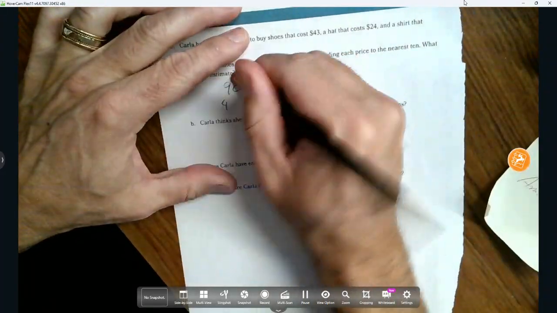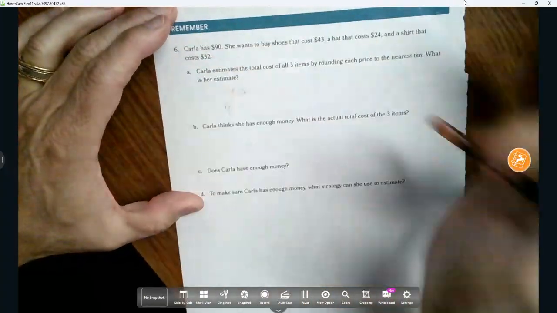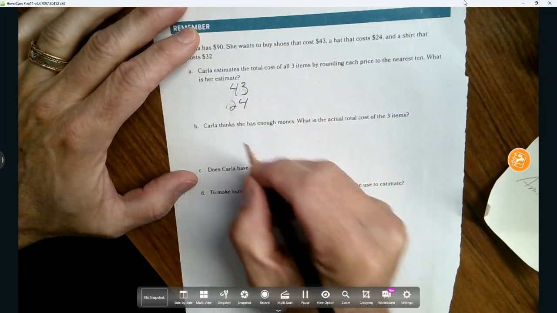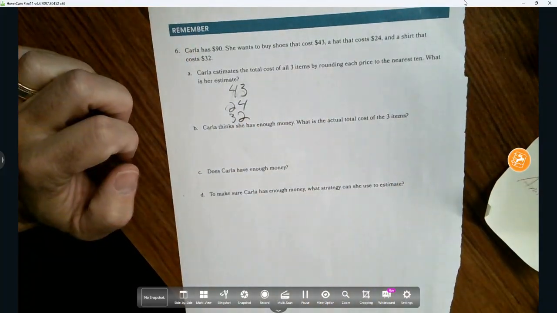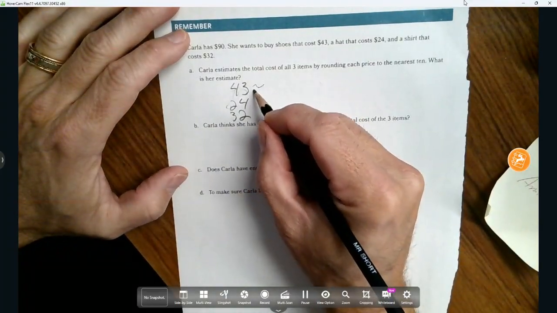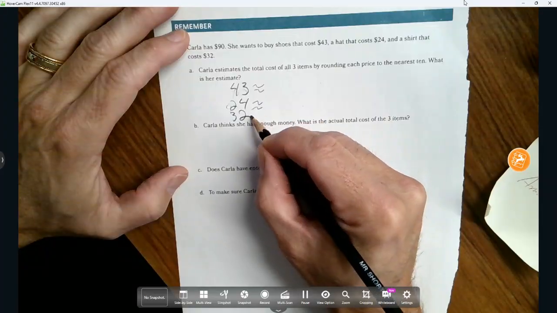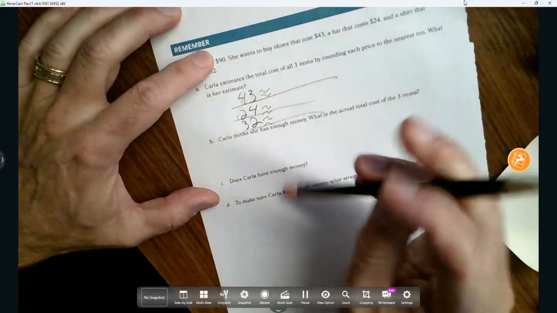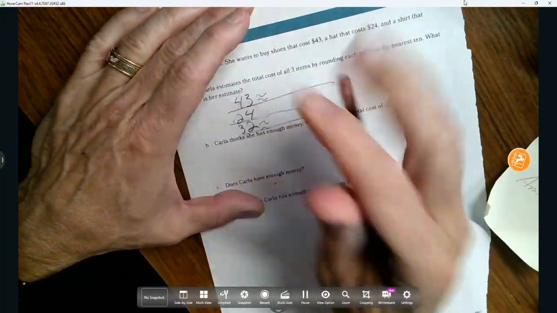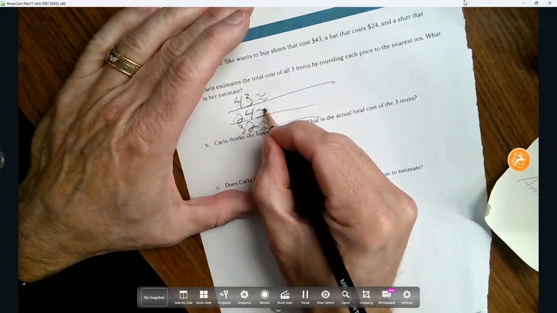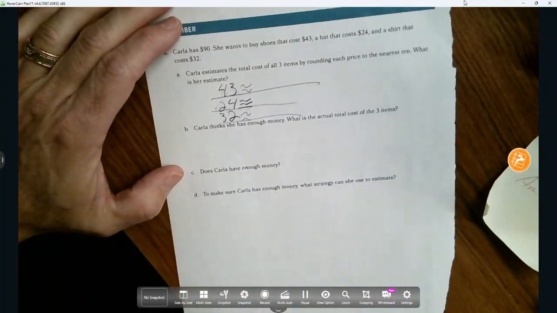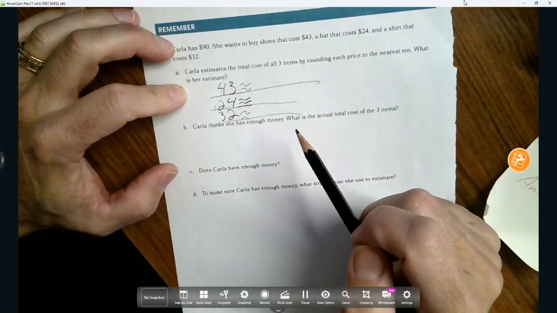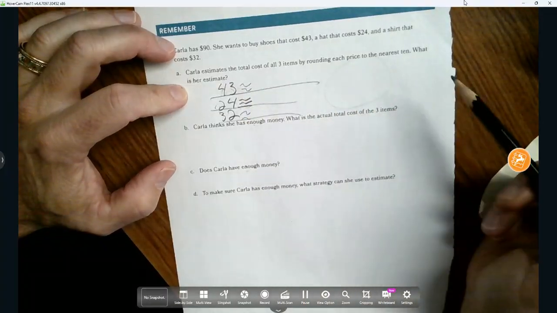So you have to take, oh no, not 90. My mistake. You have to take 43, 24, and 32. Round them to the nearest 10, right? That's that wavy thing here. That's our rounding. Round this one, round this one, round this one. Oh, if I do that, that doesn't make this look very good, does it? All right, let's fix that. That one, that one. Okay? What do they round to? Then add those up and see what her estimate is.